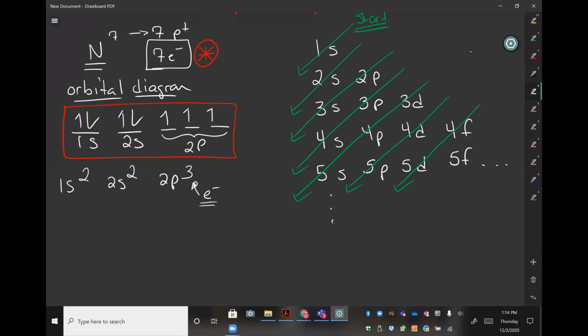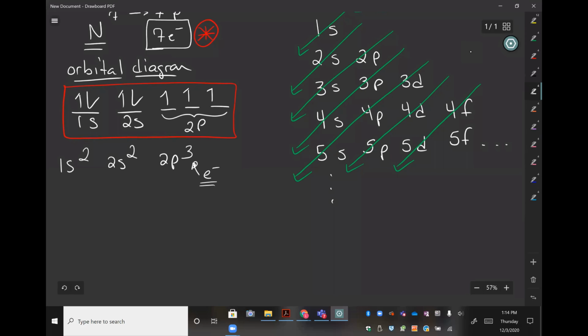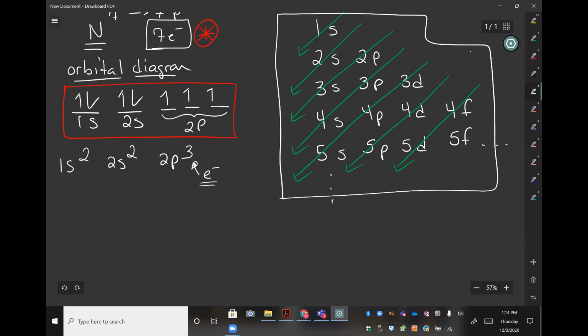All right, let's continue on. We're still going to have our memory aid diagram up here. We're going to use that. Let's get something a little bit more difficult. Let's jump right in, and let's do arsenic. Elemental symbol As, atomic number 33, which means we are looking to fill 33 electrons.